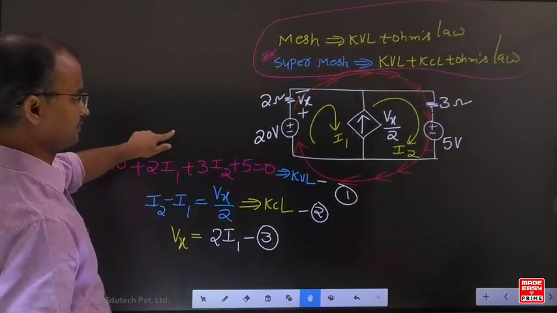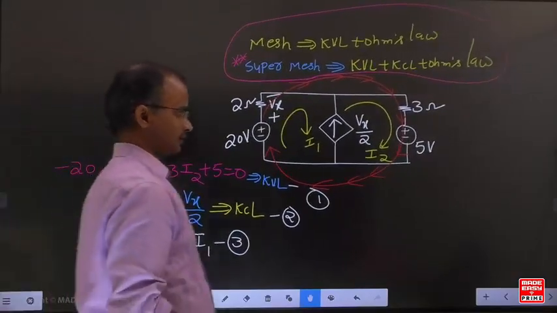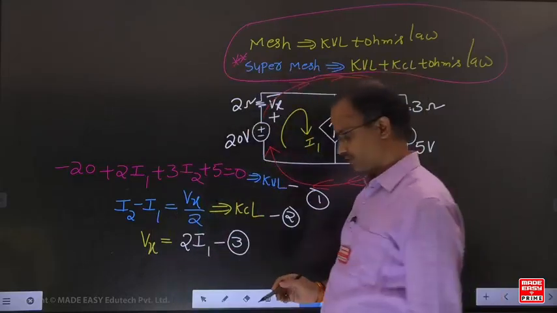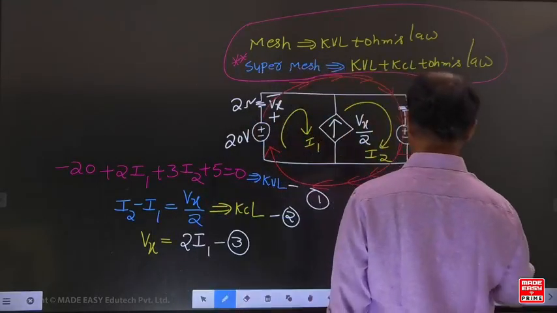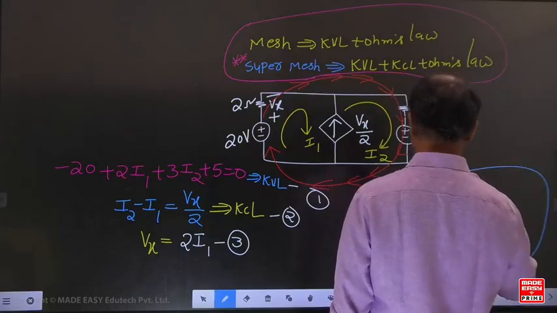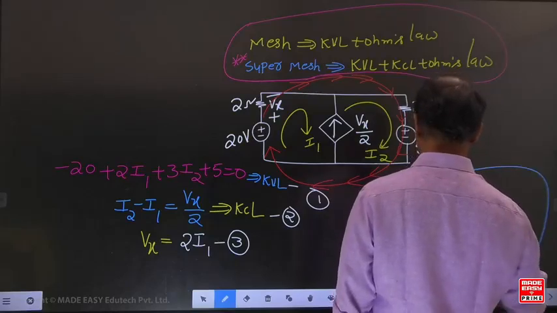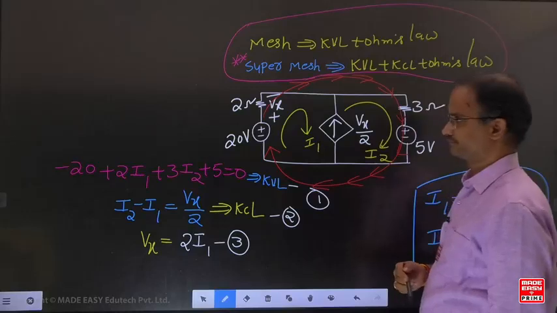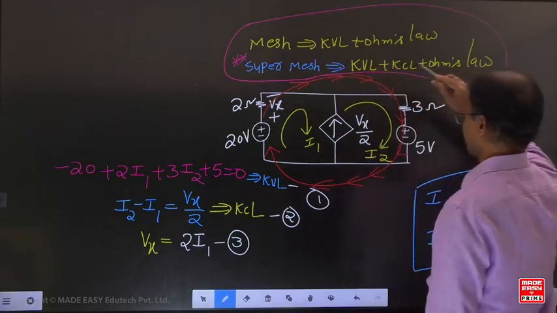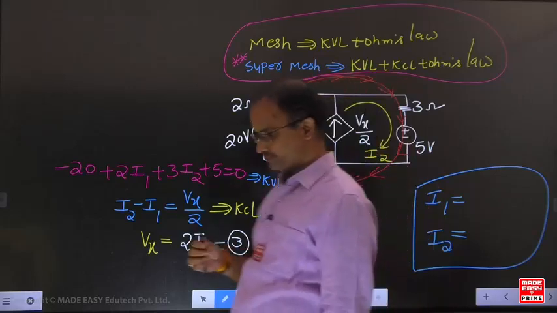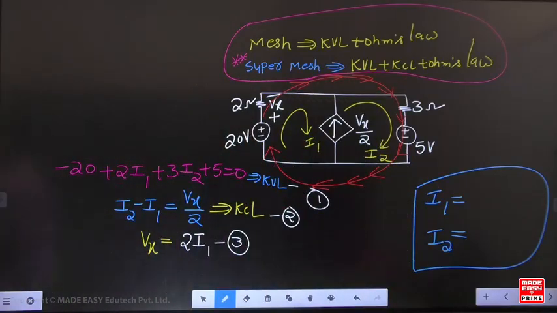Now simplify. I gave all the hints. Now you can solve the equations. Solve the equations and find out the I1 and I2 values. Okay, for objective questions, remember this: for super mesh we go for KVL, KCL and Ohm's law. Solve it.